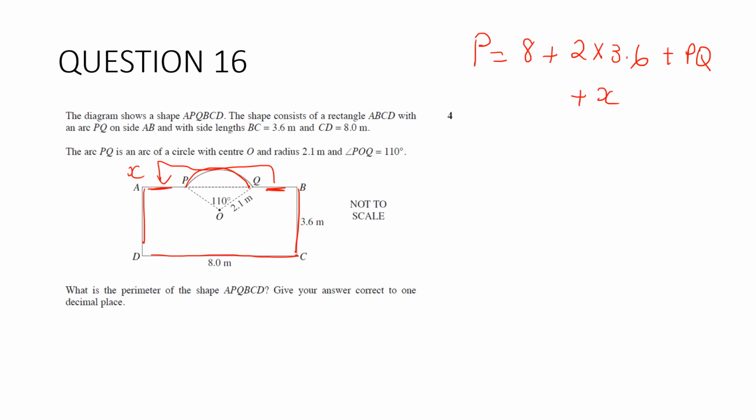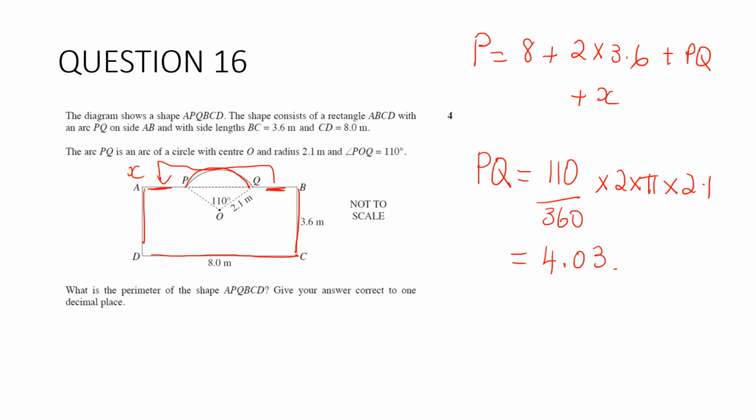All right, now let's work out PQ. So PQ, it's a proportion of the circumference. It's going to be 110 over 360 times 2 times pi times r, which is, let's see, 110 divided by 360 times 2 times pi times 2.1, 4.03.